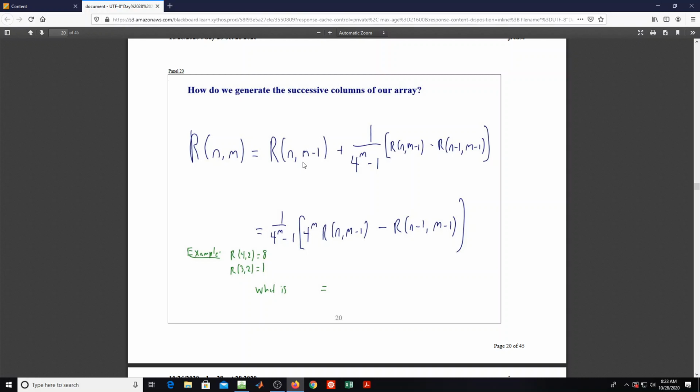So it's kind of like Pascal's triangle where you add these. The next one you just have different weights. And then you could solve this. Is that 4 to the third is 64? So 1 over 63, 64 times 8 minus 1. And that would give us what our next iteration would be.